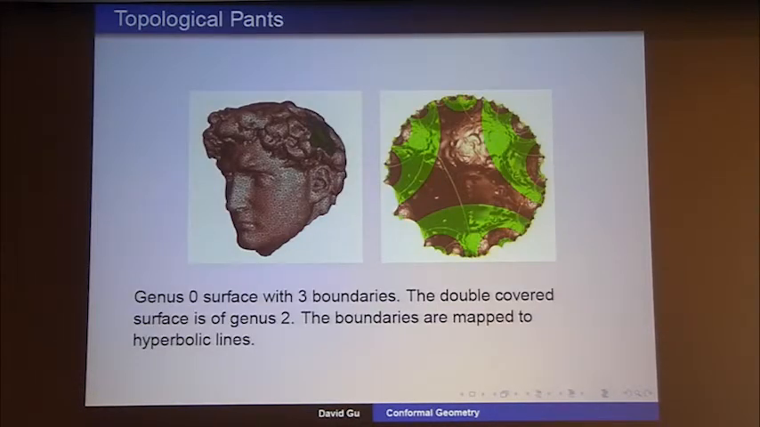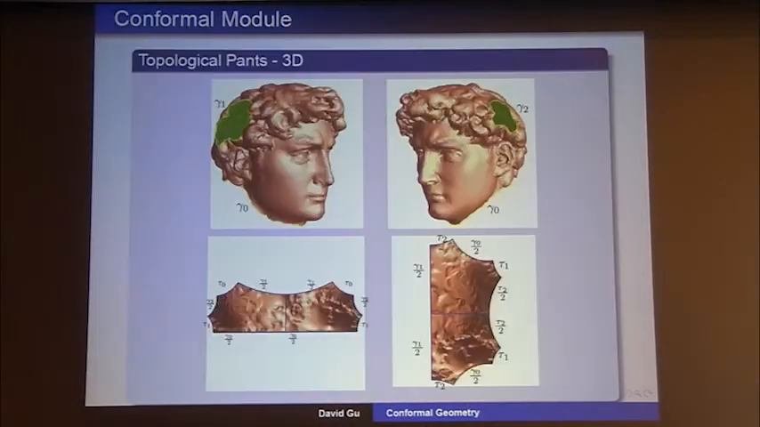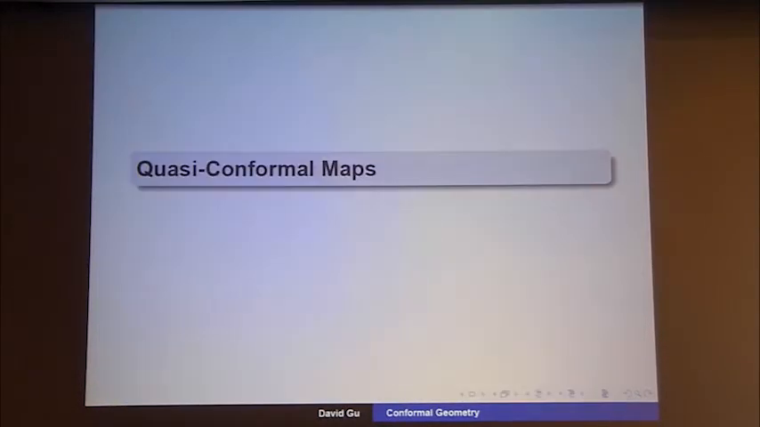Then this is a topological pair of pants. Basically, we set the curvature to be 0 for the interior points. Then the geodesic curvature on the boundary to be 0. That means we want to map all the boundaries to be geodesics in hyperbolic space. Then you can find a unique hyperbolic metric for that. After that, you can calculate the hyperbolic length under the canonical metric.